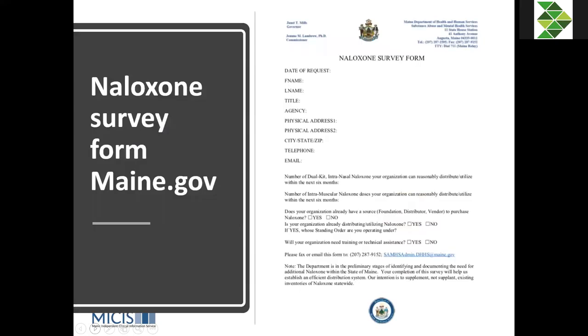Also for organizations, you'll know that the state of Maine purchased a large number of naloxone and they're available through the new Director of Opioid Response Office. If you Google "naloxone survey form maine.gov," you will get this survey form. It's very low tech, because it probably would have taken them 5 years to figure out how to make it fancy and online, but you fax or send them in this survey form and they will put you on the list to be considered for distribution of the free naloxone. And Health Equity Alliance and some other groups are also distributing this.